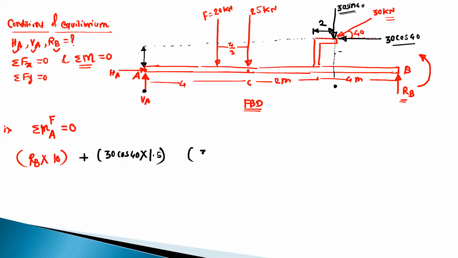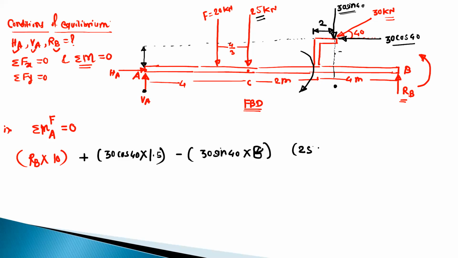So moment is 30 sin 40 into 8 meter. And this moment is in the clockwise direction because this force will try to rotate the system, that is beam AB, in this direction. So it is negative. The next moment is because of 25 kilonewton.